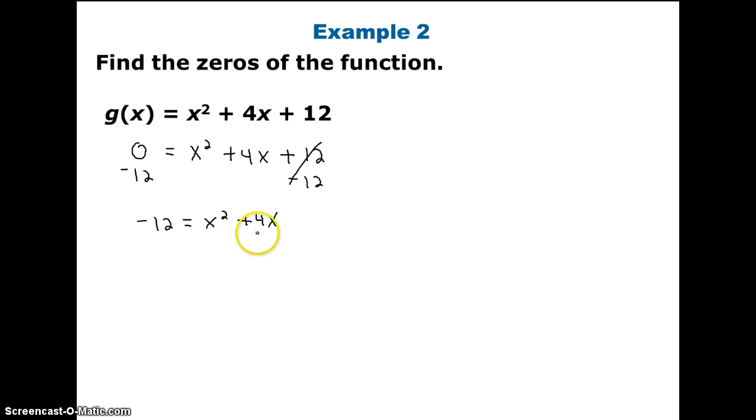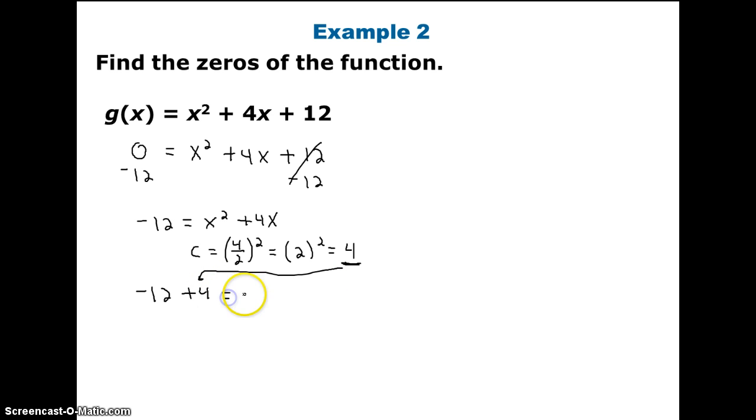Now you can start completing the square once you have the x's by themselves. So you find c, which is b divided by 2 and squared. So that's going to equal 2 squared, which equals 4. So this is the number you're going to add to both sides. So there's the negative 12, you bring it down, plus 4, that's the 4 we found over here, and x squared plus 4x plus 4, and there's a 4 we found. Okay, so you add 4 to both sides.